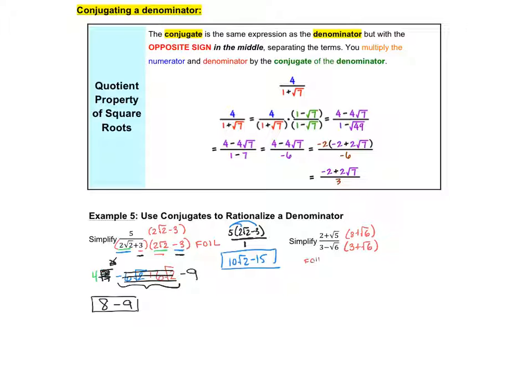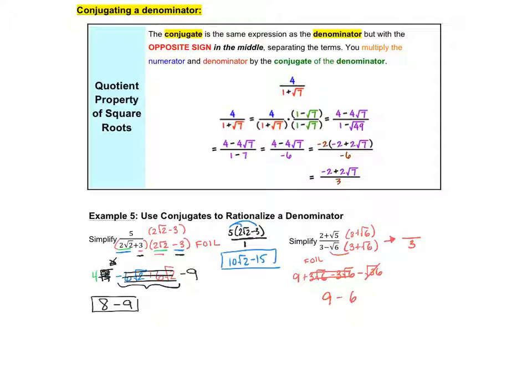That's FOIL. So we'll do that here. So first is 3 times 3, which is 9. Outer is 3 times radical 6, which is 3 radical 6. Inner is negative radical 6 times 3, which would be negative 3 radical 6. That's where they cancel. And last, negative radical 6 times radical 6 is negative. It's always going to be negative in that last one because we're doing a negative times a positive. Radical 6 times radical 6 is radical 36, but the square root of 36 is 6. So we really get 9 minus 6, which is 3. So the denominator is 3.